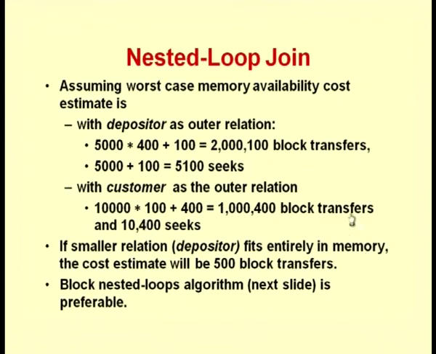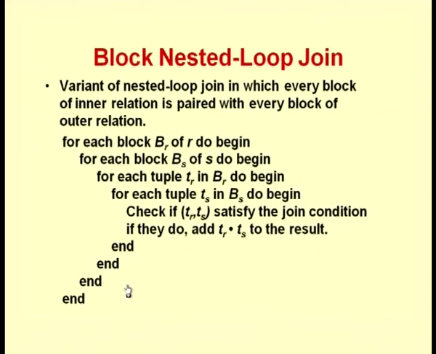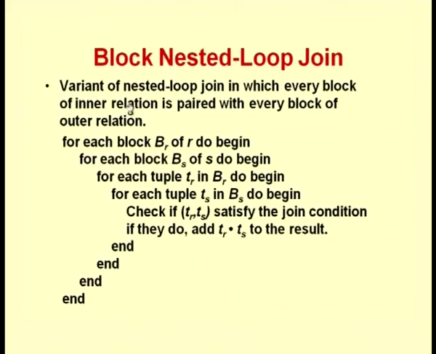So, we are going to look at the next one, which is the block nested loop join, the variant of nested loop join in which every block of the inner relation is paired with every block of the outer relation. Here you can see a set of loops: for each block Br of R, for each block Bs of S, for each tuple tr in Br, for each tuple ts in Bs, check if (tr, ts) satisfy the join condition. If they do, add tr·ts to the result, otherwise do not add. So, this is the main way in which it is done.